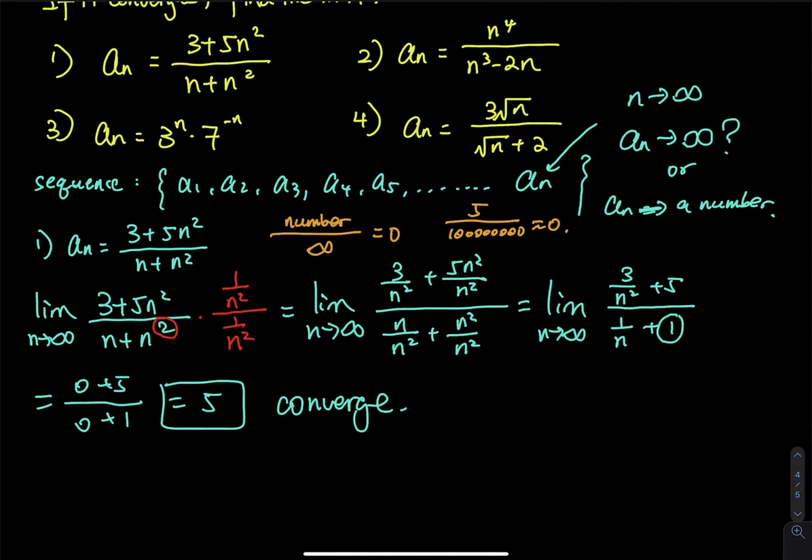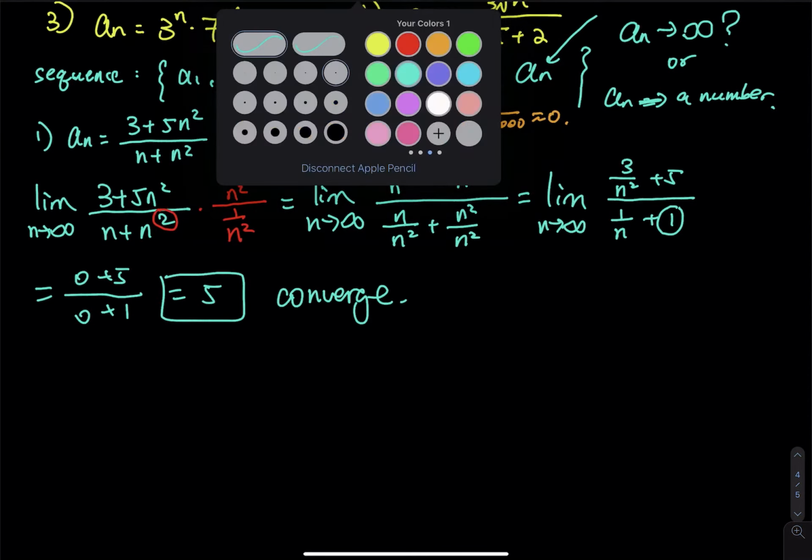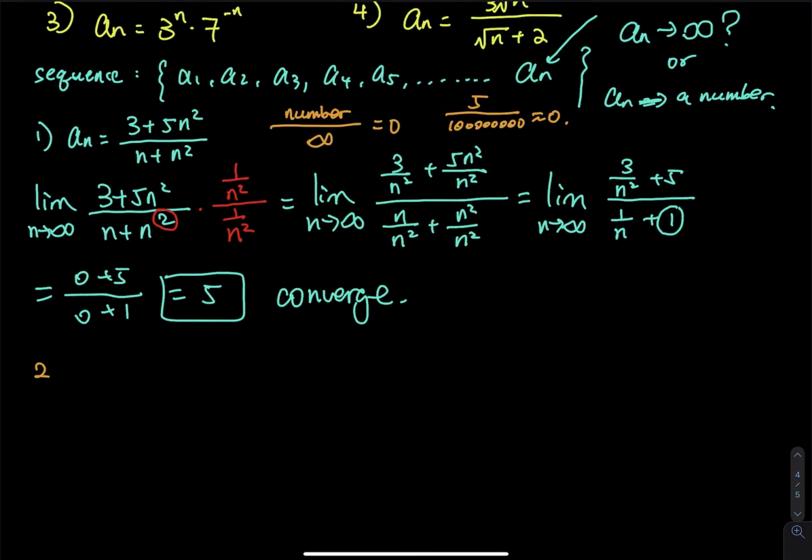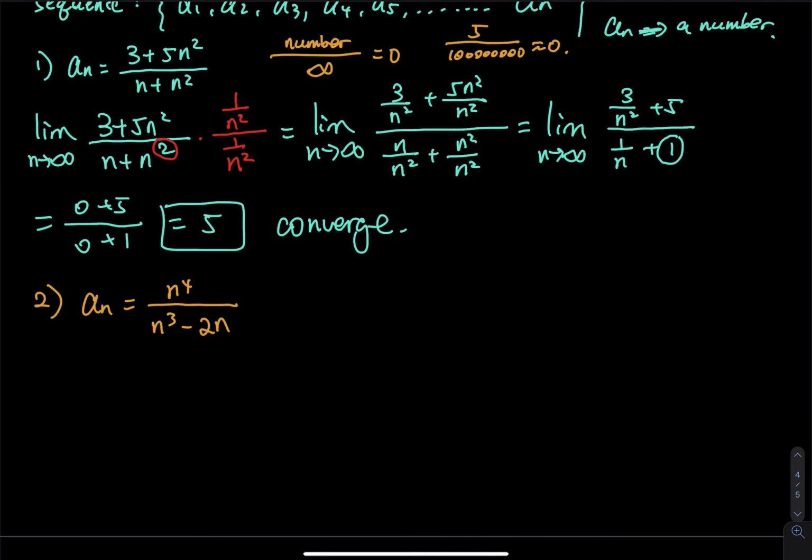Okay, number 2. Switch color for each problem. So number 2, we have a_n equals n to the 4th divided by n to the 3rd minus 2n. Same thing, we take the limit. So the limit as n approaches infinity, we have n to the 4th divided by n to the 3rd minus 2n. Since the highest degree is 3, I will have to divide each term by n to the 3rd. Let me do this in a different color.